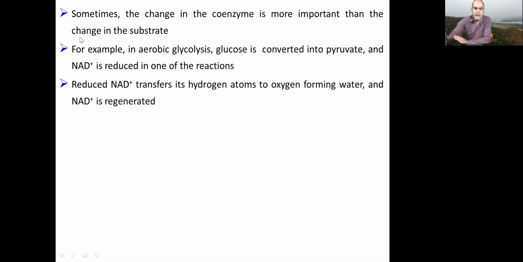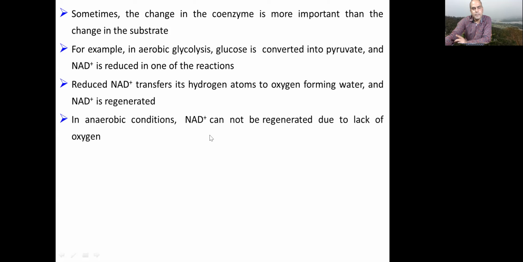Now, reduced NAD plus means NADH. It transfers its hydrogen atoms to oxygen, forming water, and when NADH transfers its hydrogen, NAD plus is regenerated. This occurs in aerobic condition. Here NADH is releasing its hydrogen atoms to oxygen in the electron transport chain. You have to remember that. So in aerobic condition, NAD plus is regenerated through the electron transport chain in the mitochondria.